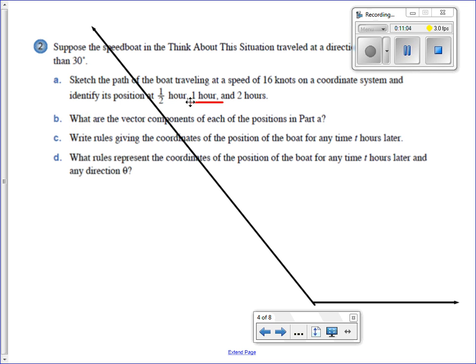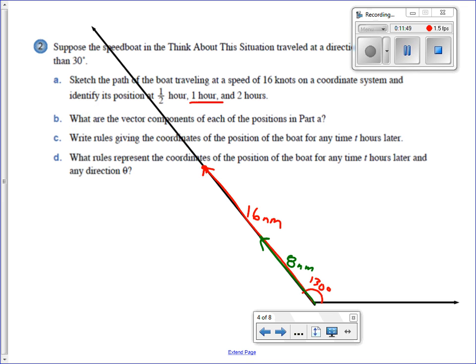So here's your 130 degrees. Here's our vector. We're going to say right here, at this particular point, is 16 nautical miles. Therefore, if he travels for a half hour, class, spell it loud so that those listening online can hear, what's half of 16? That would be right about there. And we'll call that 8 nautical miles.